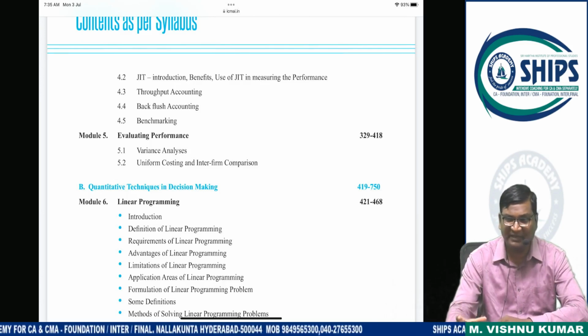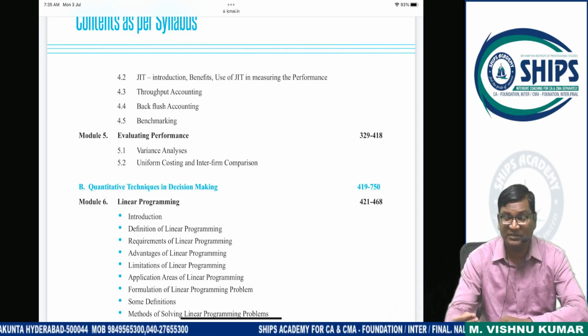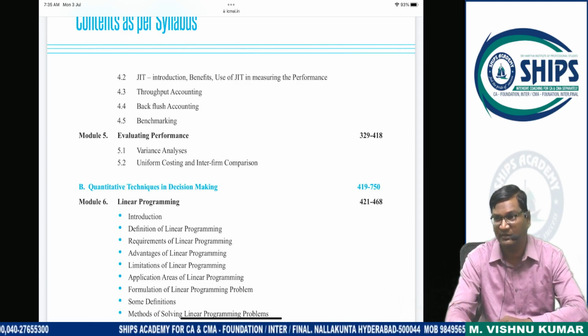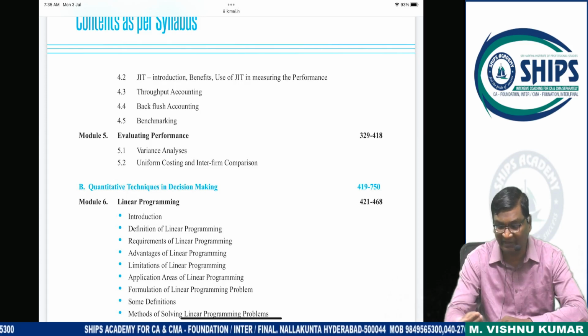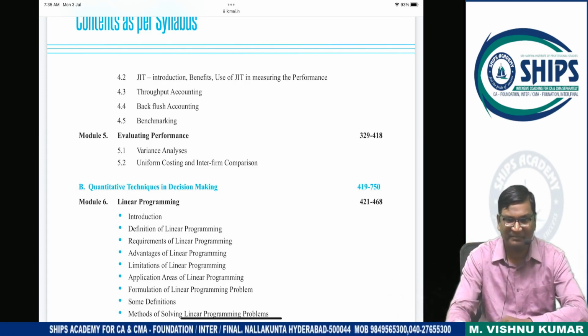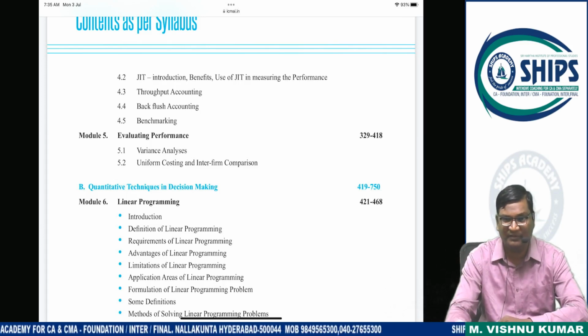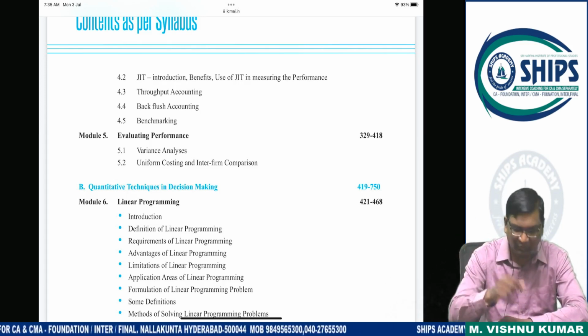So in quantitative techniques or operation research, mainly the decision maker has to evaluate various types of situations according to the necessity of the organization. Necessity means sometimes organizations will not have unlimited resources. Organizations will have limited resources only. So how to utilize the limited resources in an optimum way? That is mainly targeted in throughput.